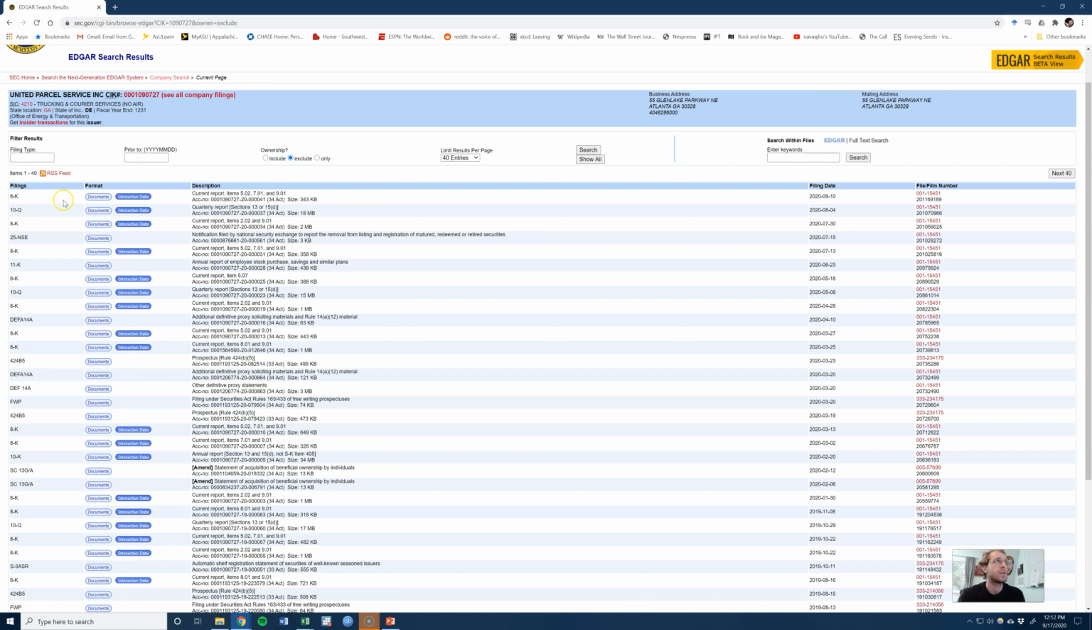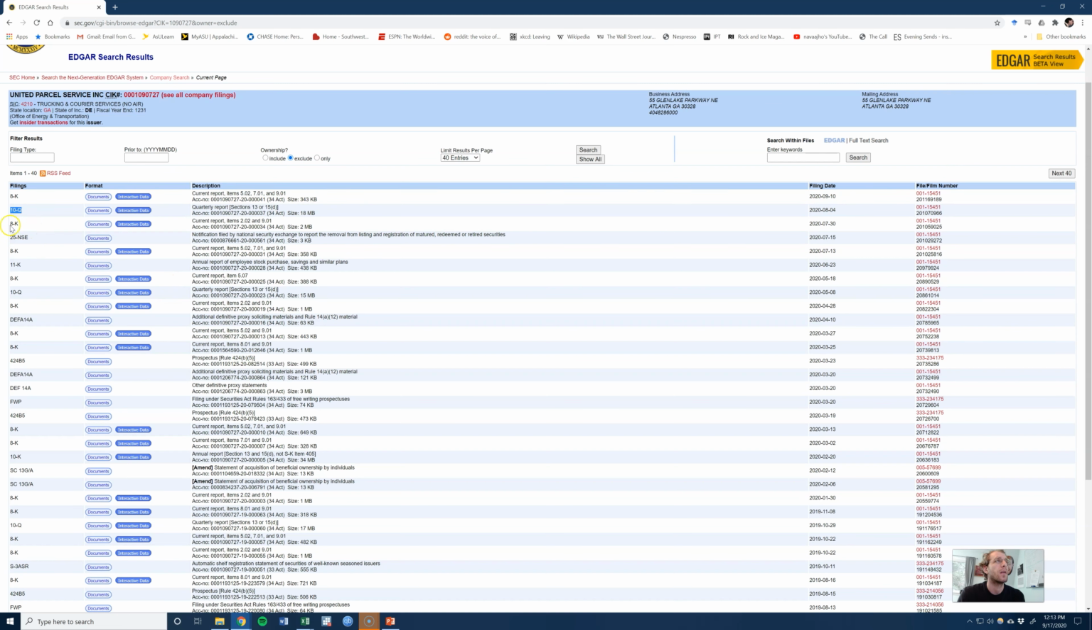What we're looking for is something called a 10K. The 10K is the annual report of the company. So this is going to list their annual filings. But you can see that there's lots of different kinds of filings over here on the left-hand side. There's a 10Q. This is the quarterly financial statement. It was filed August 4th.